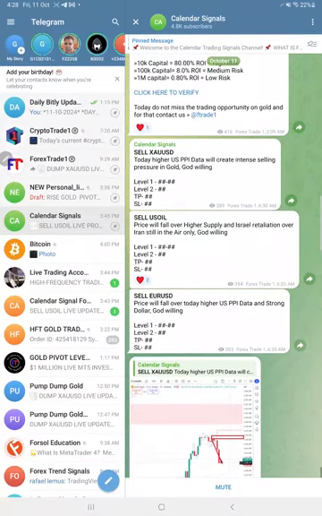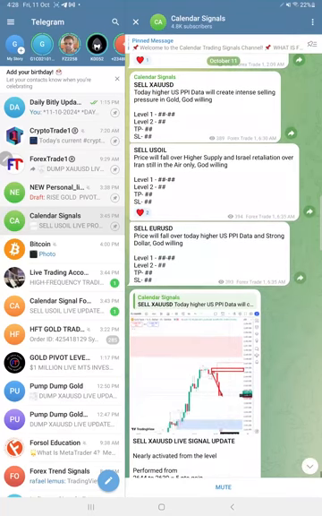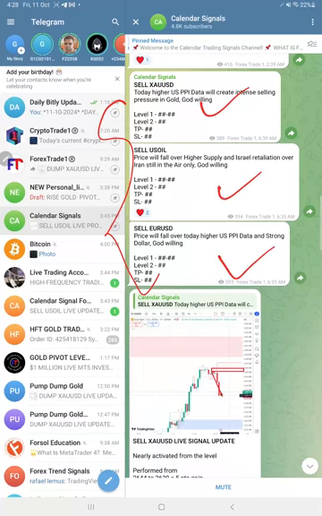Here is the performance for today's calendar signals. Today's date is 11th of October, and today we gave these three signals: sell gold, sell oil and sell EURUSD. As of today's signals, gold and oil performed and EURUSD has not yet performed. And this is the signal posted time, around 6:30 a.m.